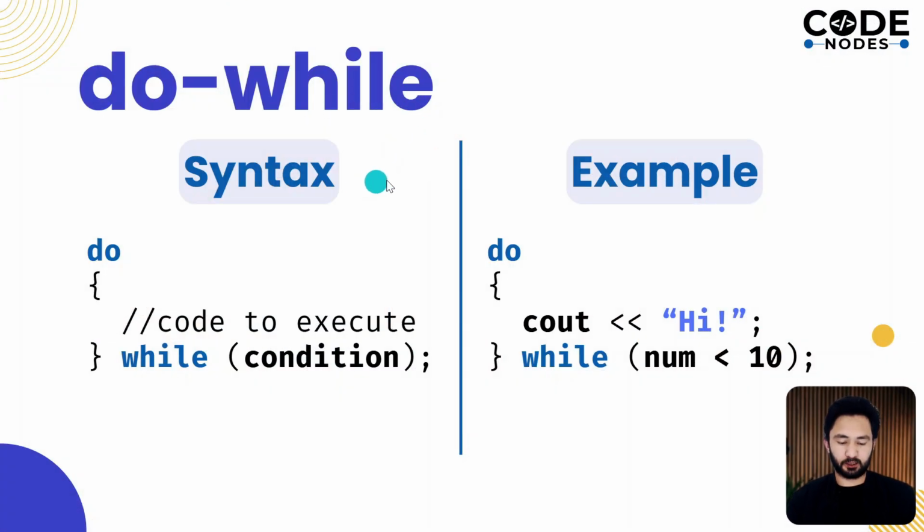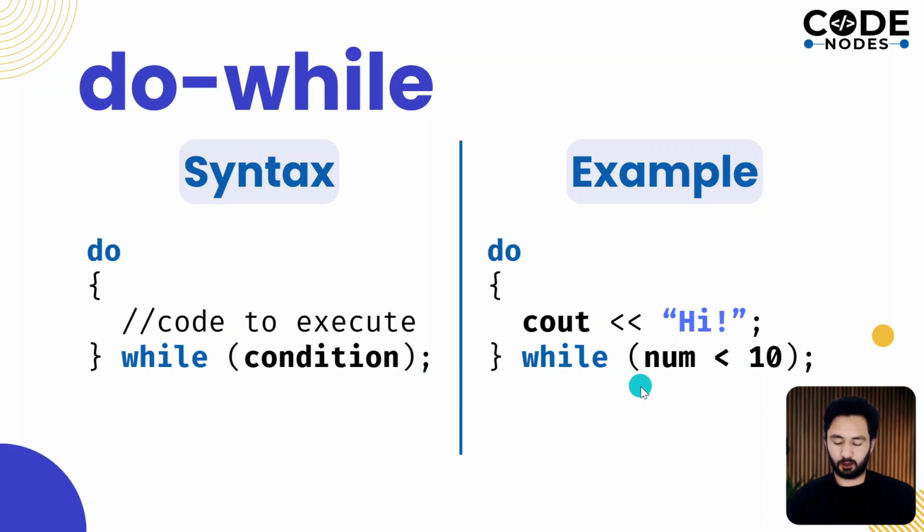Now let's look at the syntax of the do while loop. It starts with the do keyword, and after that, inside these curly braces, goes the code which will be executed. After that the condition goes, starting with while, and inside the parentheses goes the condition, and it ends with a semicolon.